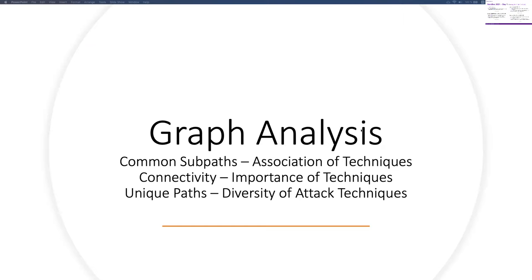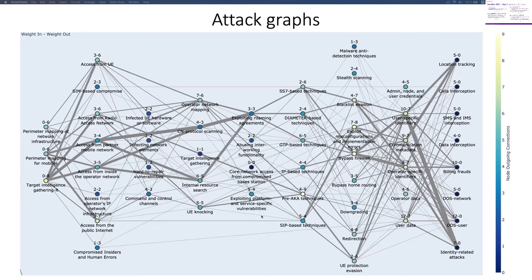And coming to graph analysis results, we wanted to understand some criteria, for example, the association of the techniques, what techniques are more important, and also the diversity of the attack paths themselves. And we associated them with the graph analysis methods that we found suitable. So this graph shows the attack graph after modeling the 60 individual attacks. So each attack is a path. And we investigated, for example, the weight of the edges, so the thickness, as you can see, and also the weight in and out of a technique node, which is represented by the number above, and the number of connections each node has.